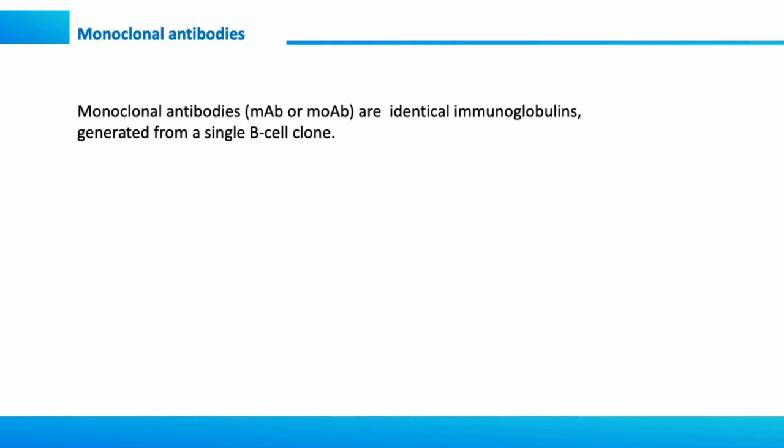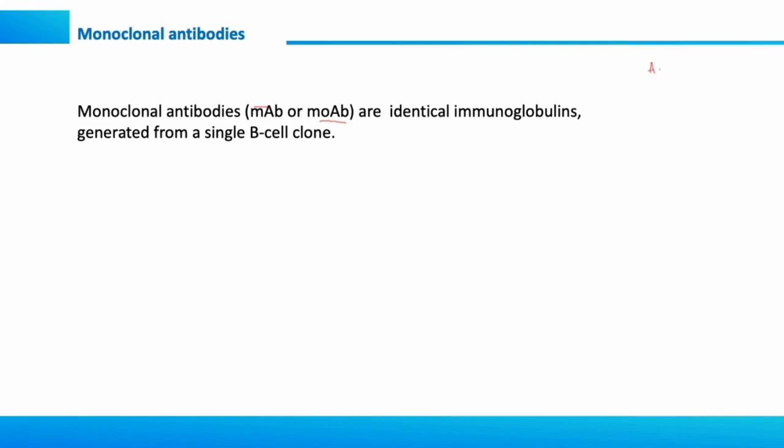Hi doctor, this video contains information about what the different monoclonal antibodies are, and what the difference is between a monoclonal antibody and a polyclonal antibody. Let us begin now. Monoclonal antibodies, which we short form by the symbol given here, that is MAB or MOAB, are identical immunoglobulins generated from a single B cell clone.